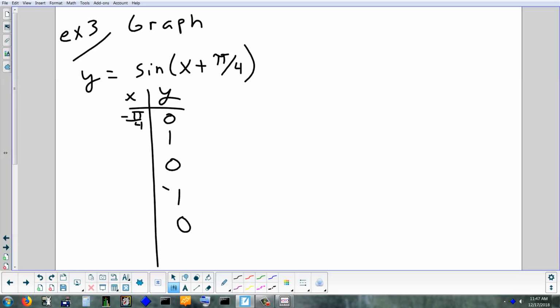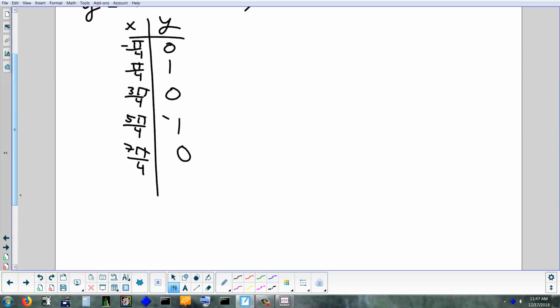Negative pi over 4. Pi over 4. 3 pi over 4. 5 pi over 4. 7 pi over 4. I'll do this one just to show you how that happens. If you take 2 pi and subtract pi over 4 from it, do you have a common denominator if you just leave it like that?